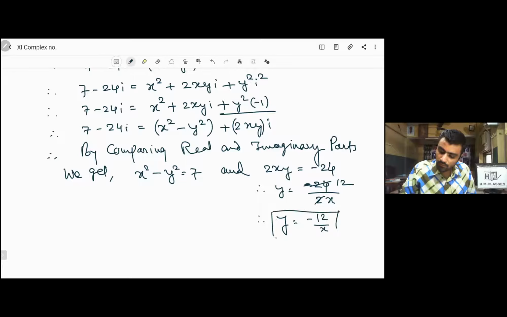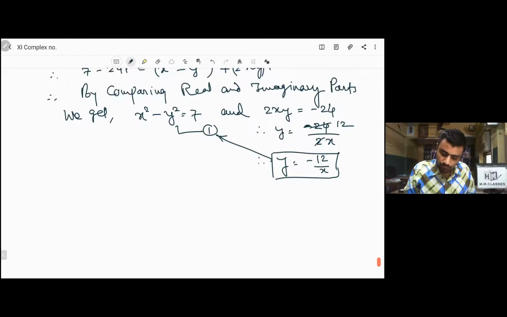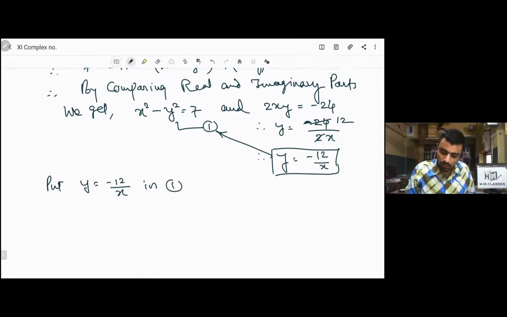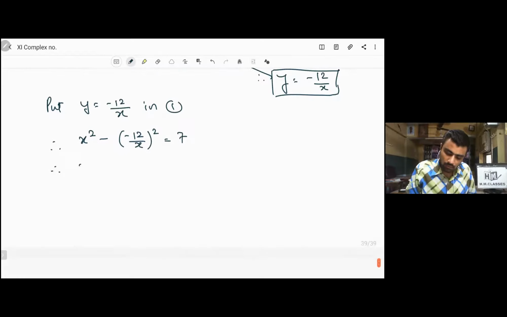This value of y, we take it as number 1, and we will substitute it in the other equation. You all know this process, right? The whole method of finding the square root is being repeated here. Again you have to do the same process. So put y equal to minus 12 by x in equation number 1. So now we are going to get x square minus, instead of y, minus 12 upon x whole square, equal to 7. Therefore x square minus, you have to square this minus term. This is going to be 144 upon x square is equal to 7.